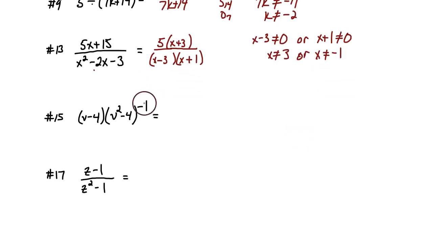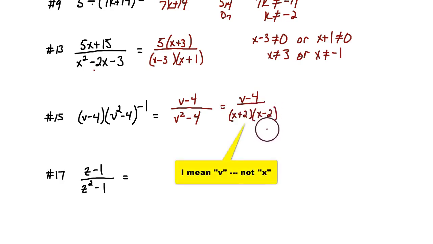Number 15, the negative exponent means a reciprocal. So we can write this as v minus 4 over, and then put the v squared minus 4 in the denominator. But v squared minus 4 can be factored. So we have v minus 4 on top, and then in the bottom, 2 sets of parentheses. v plus 2 times v minus 2. If there were any common factors top and bottom, we would cancel them away. That's called reducing. But there aren't.